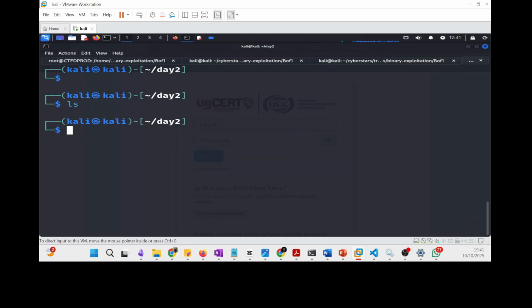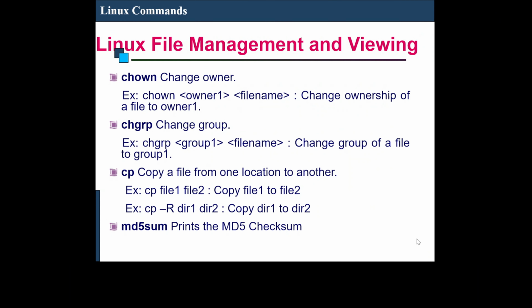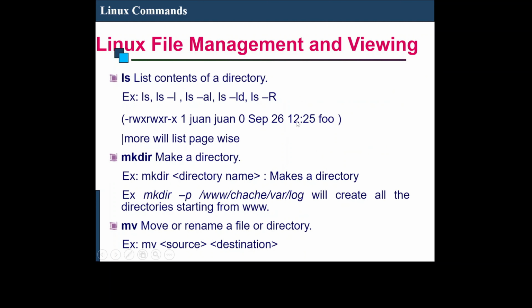When we go back to our slides, we look at, for example, copying files and changing group. Copy is also a command to copy files from one location to another. The command is cp, and if you're copying a directory, some directories always have things inside them, so you have to put option -r, which means recursive.